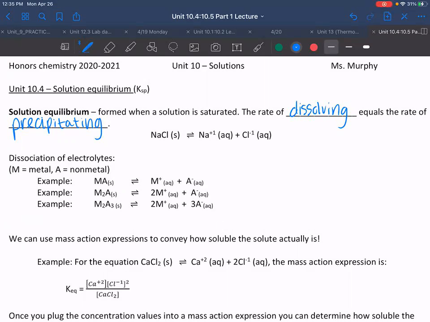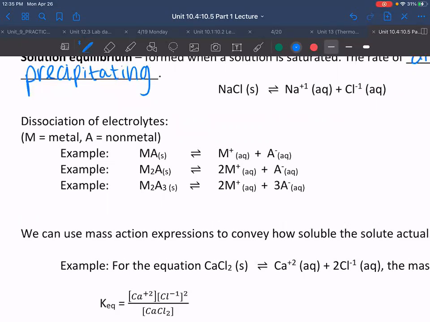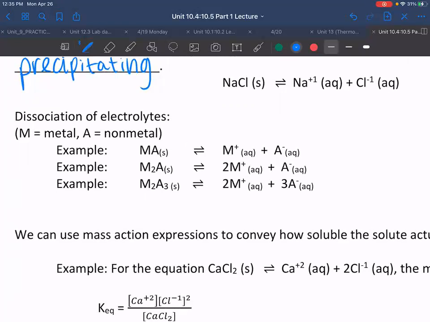So dissociation of electrolytes, I wanted to show you a bunch of examples. Our electrolytes are going to be our ionic compounds, metals and nonmetals. So I'm just representing them with generic M and A. M for metal, A for nonmetal. And so our metals are going to form our positives, nonmetals will form our negatives.